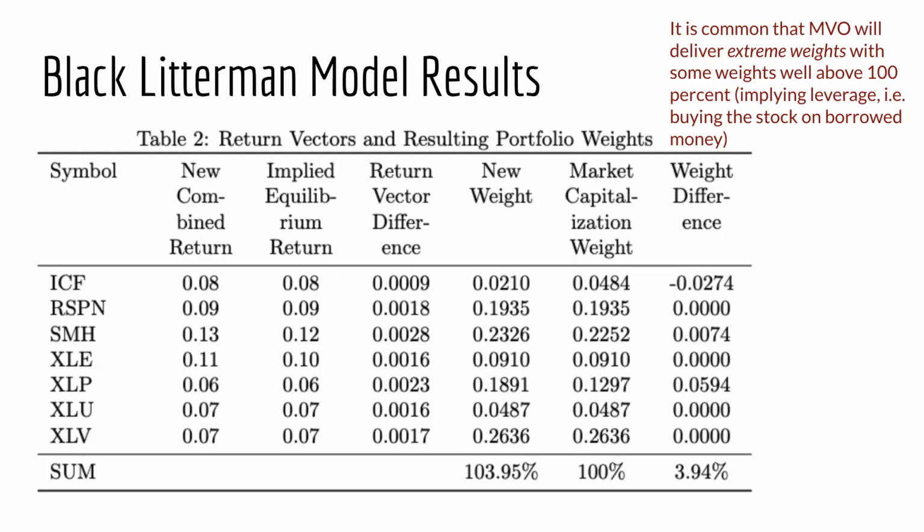The new weights sum up to 103%, which is greater than 100%, of course, but this is pretty common in the mean variance optimization that the Black-Litterman model also uses. Weights well over 100% implies leverage, which means buying the stock on borrowed money for greater returns.